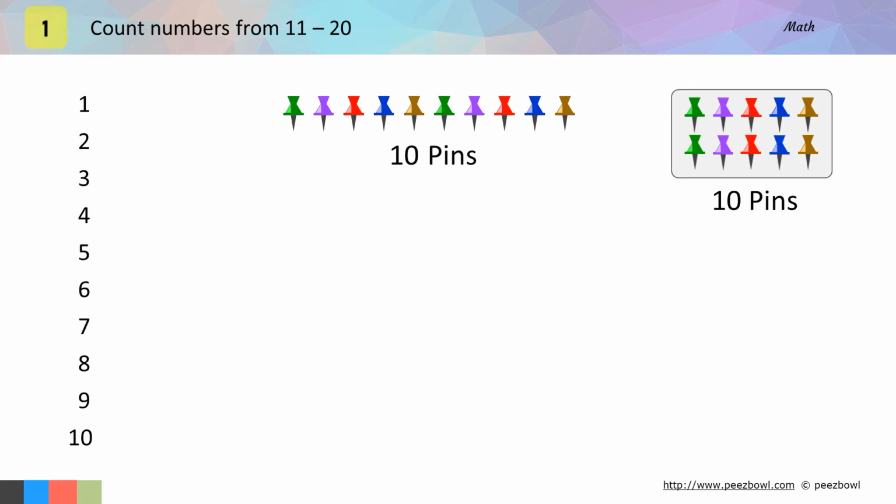All the individual items or pins are called ones. So in the left hand side we have 10 ones, and when we club any 10 items together then we call it tens. As you can see, we have 1 ten in the right side picture. This means that 10 ones is equal to 1 ten. Remember this. Let us learn a little more about ones and tens.